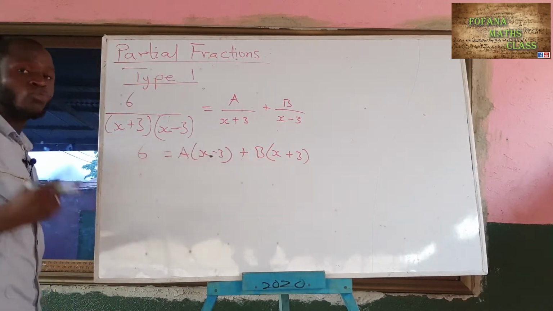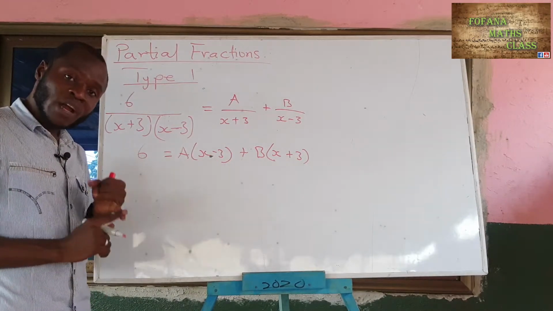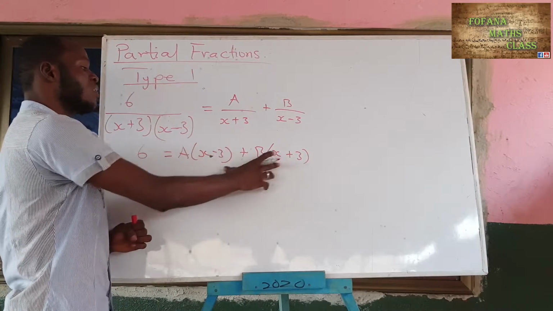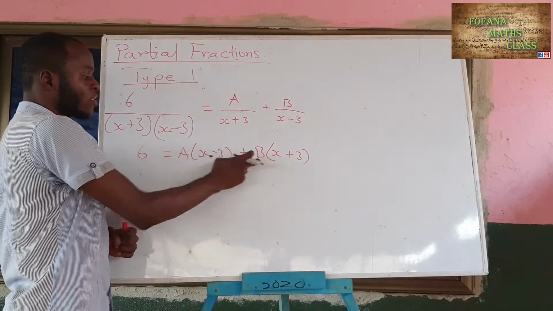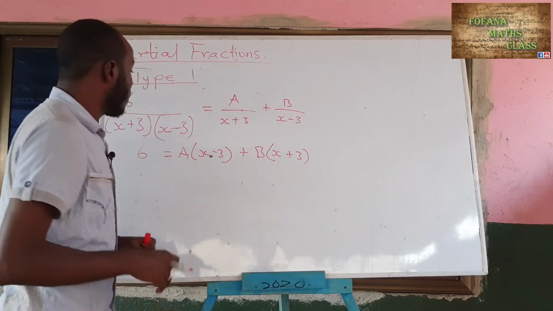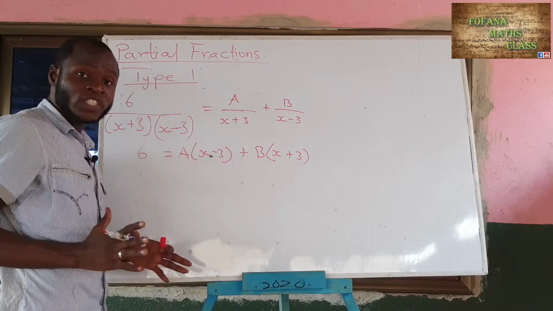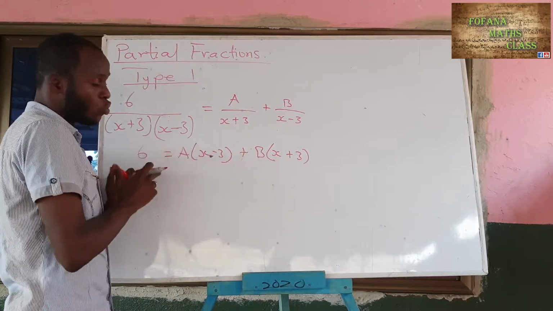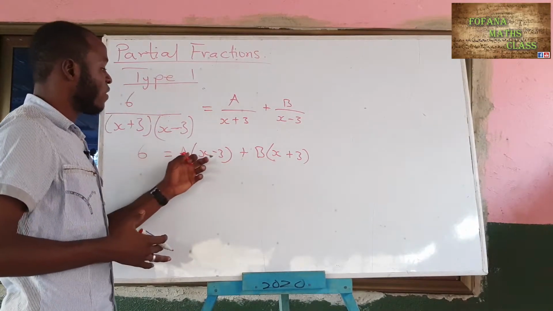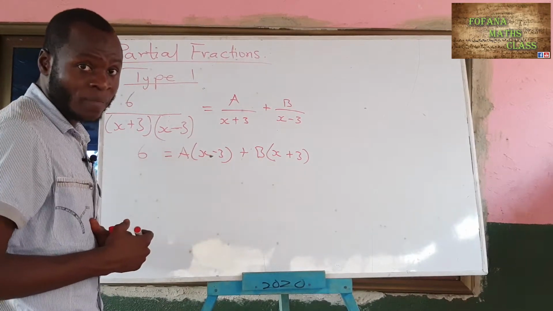Now when you get here, there are 2 methods that we can use to simplify or resolve this. The first method is the cover up method. With the cover up method, we look for a value which, if we set it into this equation, will set one of the constants to 0. The other method is that we expand this and then compare coefficients on both sides of the equation. Those that are constants, we equate and solve for the constants, and those with the variable x, we compare them and solve for them. We will take the first one, the cover up method, which is very simple.